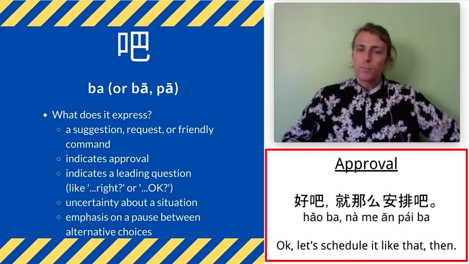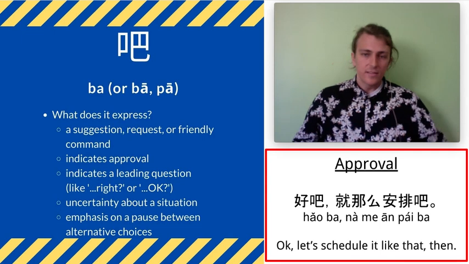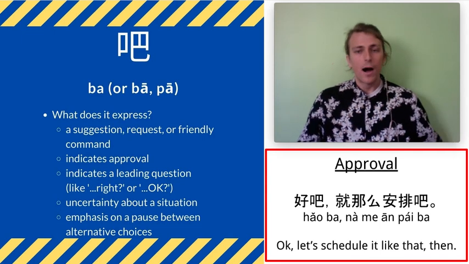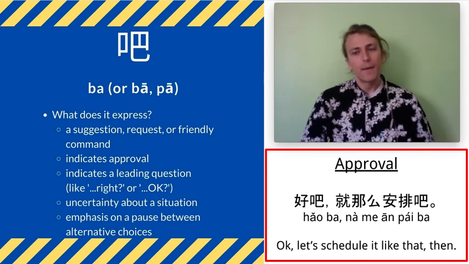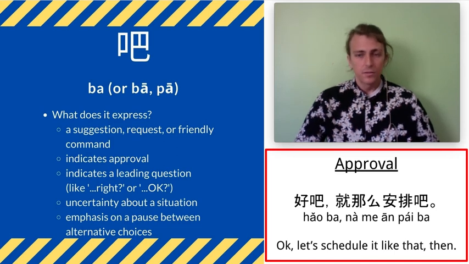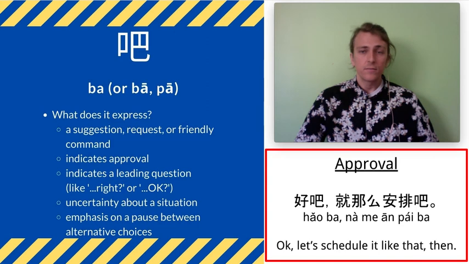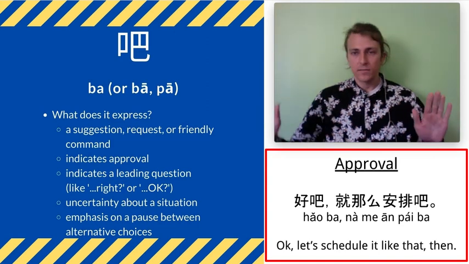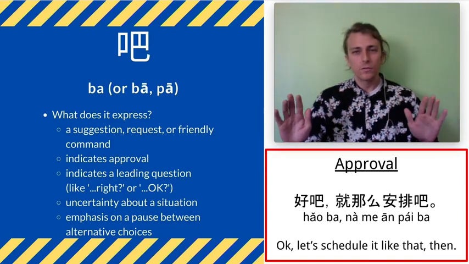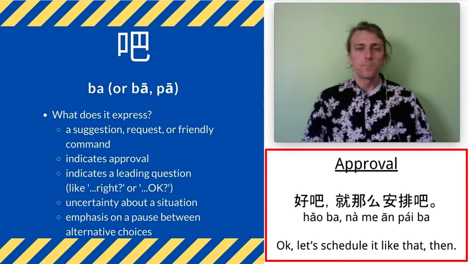The next is approval. We use this after 好 a lot. So 好吧,就那么安排吧. Okay, let's schedule it like that then. 安排 is to schedule. So here I have it both after 好 and at the end of the sentence. That shows extra approval, showing a friendly agreement. So 好吧,就那么安排吧.